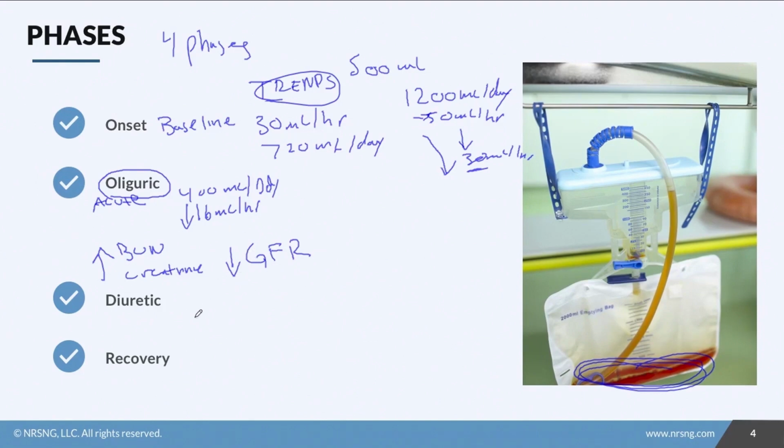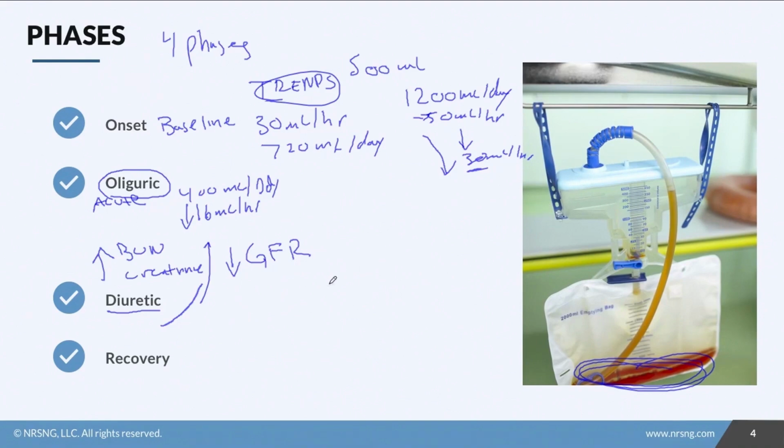Now, as the kidneys begin to recover, they enter into what's called the diuretic phase. So what we're going to see is their urine output slowly start to increase, and then suddenly they're going to start diuresing just like crazy. They're going to start having a ton of urine output. Basically, what's happening is the kidneys are now working, and they're trying to get rid of all this extra fluid that they haven't been able to get rid of, that they've been holding on to.